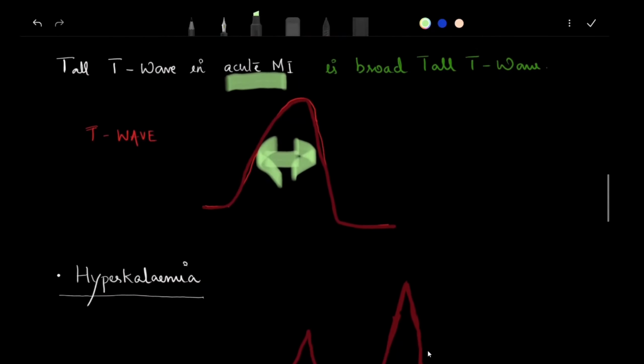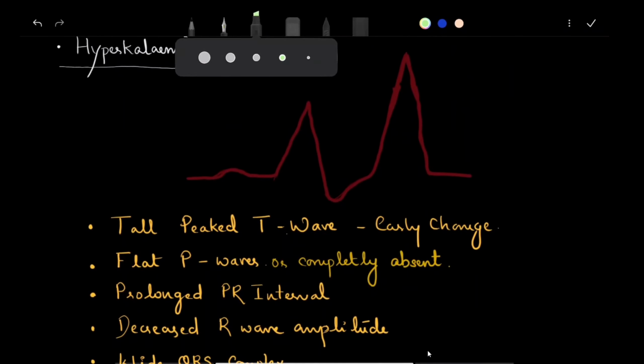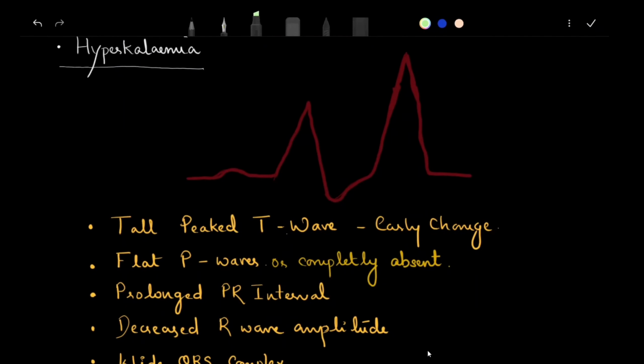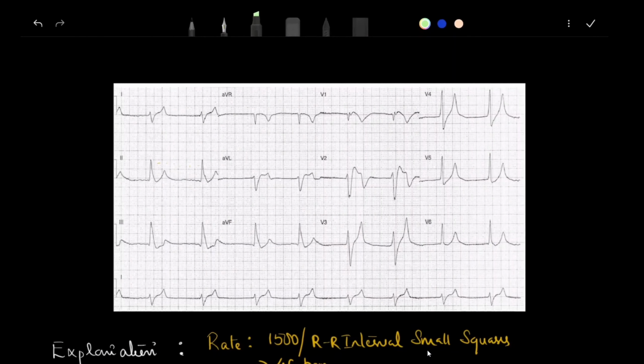So we should know what changes we can see in a case of hyperkalemia. The first, early change is the peaked T wave. Second is a flat P wave or completely absent P wave. Here in this ECG, the P waves are absent and the T waves are tented.